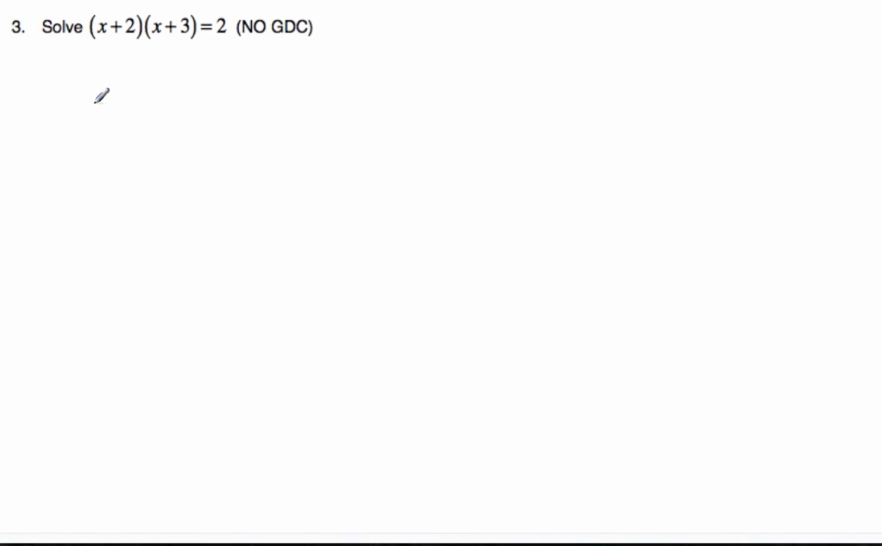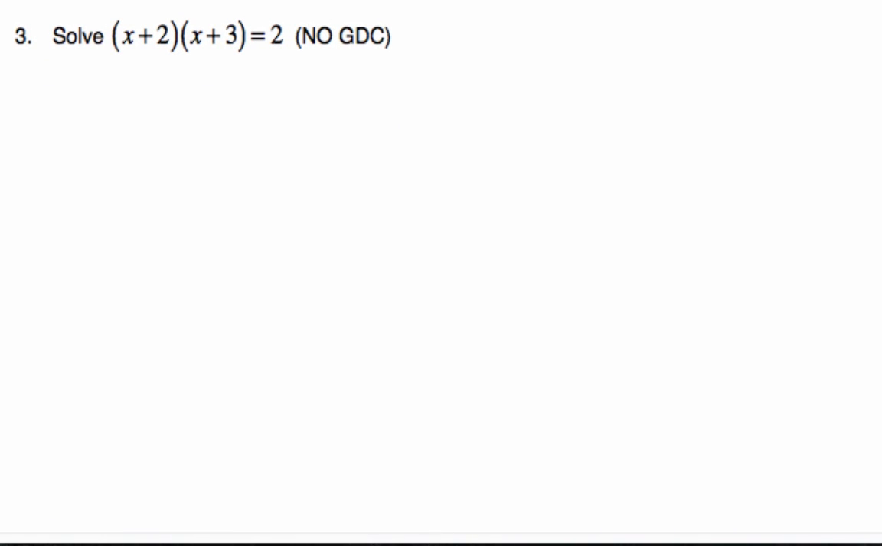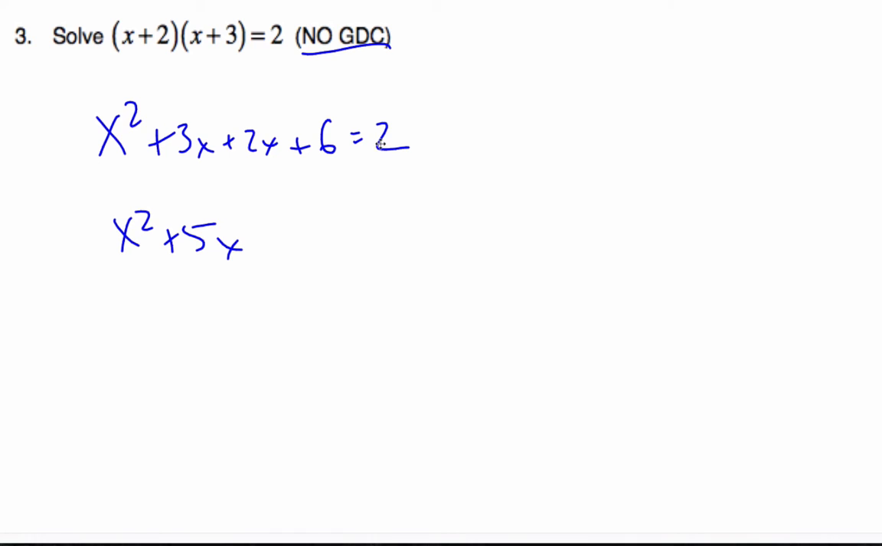Next one, finally going to solve this one using no GDC. Okay, so because I have no GDC, my biggest problem here is that this is not 0, and so I have to expand this out. I could graph it if I was allowed to, but I'm not allowed to. So multiply it out, expanding the brackets to get x times x, x times 3, 2 times x, and then 2 times 3 equals 2. So x squared plus 5x, and I'm going to subtract the 2. If I subtract the 2, I get plus 4 is 0.